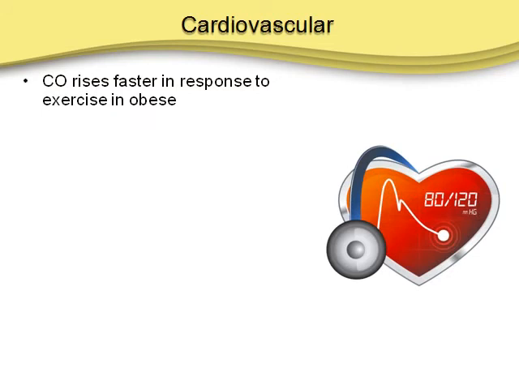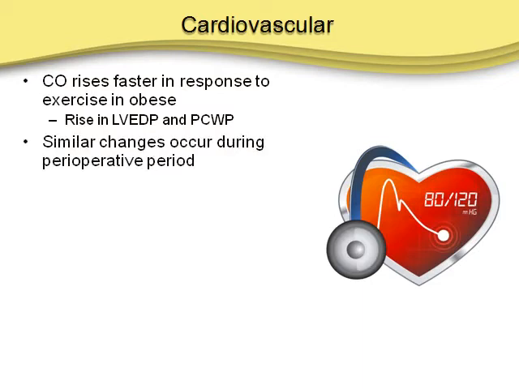Cardiac output rises faster in response to exercise or stress in the morbidly obese and is often associated with a rise in left ventricular end-diastolic pressure and pulmonary capillary wedge pressure. Similar changes occur during the perioperative period, which should prompt a low threshold for performing detailed cardiac investigations.